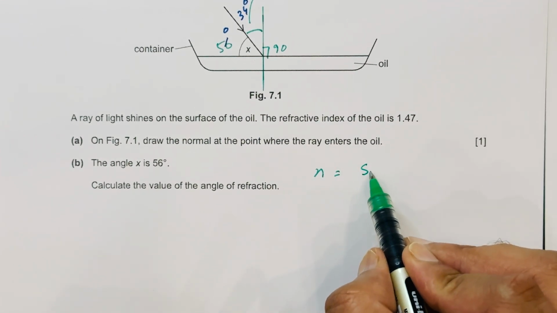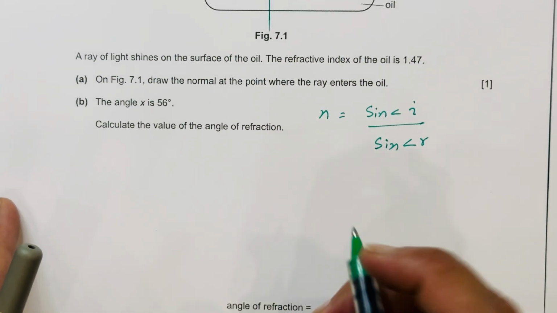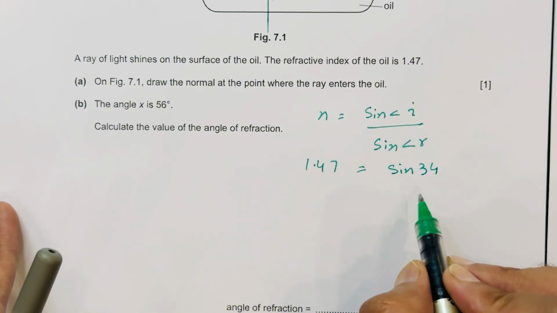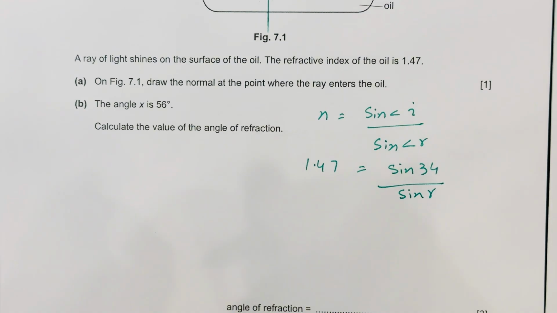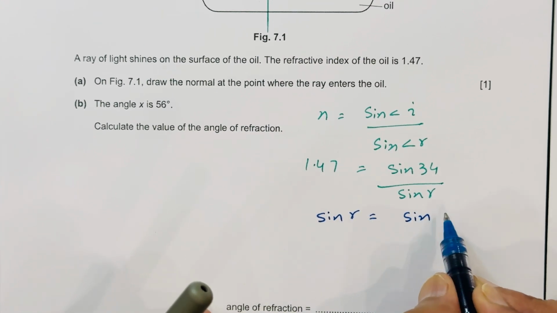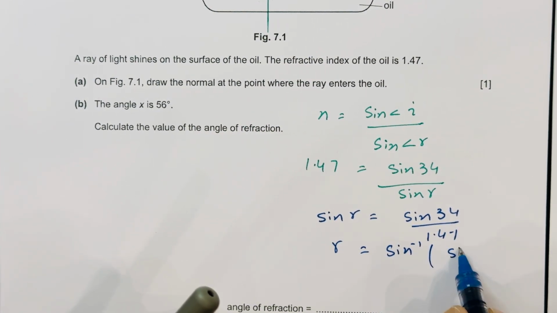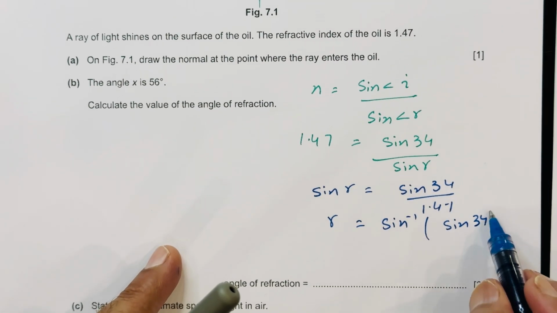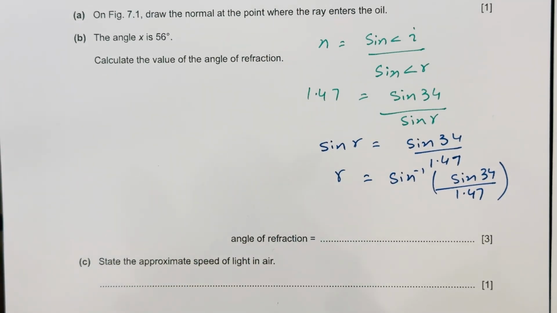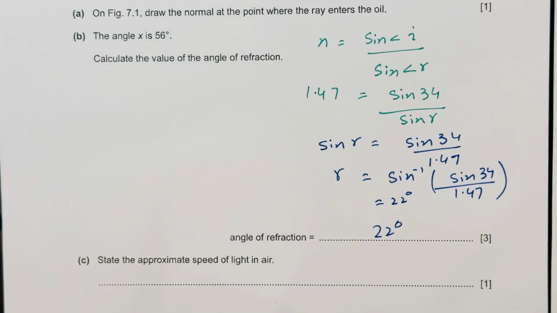So with the help of refractive index formula we can calculate the value of refractive angle. n is equal to sine angle i over sine angle r, means value of refractive index was 1.47, sine angle i we have just calculated, sine 34, and we need to calculate sine r. So sine r is sine 34 divided by 1.47. We're gonna take the inverse sine of sine 34 over 1.47. Our answer would be the angle of refraction, that would be 22 degree. I'm gonna write 22 degree over here. So the final answer is 22 degree.